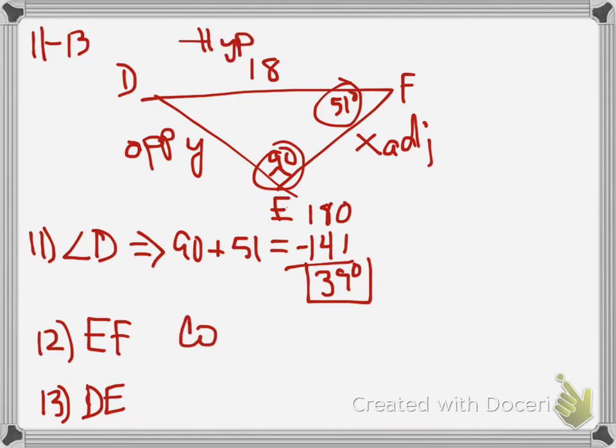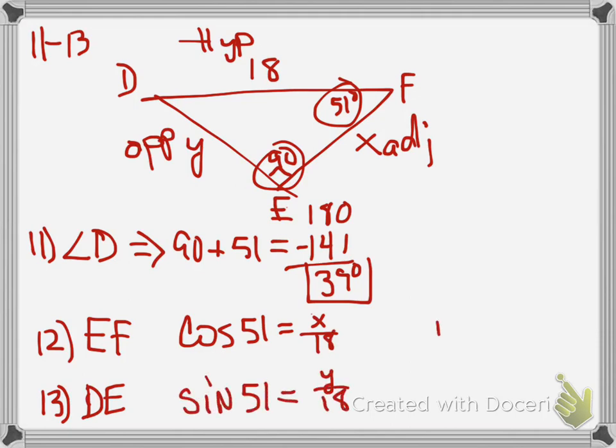So for the x, I wanted to use adjacent and hypotenuse, so I can go, okie dokie, cosine of 51 is equal to x over 18. Whereas DE would be the sine because that's the opposite over the hypotenuse. And since the 18 is on the bottom, the variables are on top, I need to multiply both of them, and those are the answers I would get.